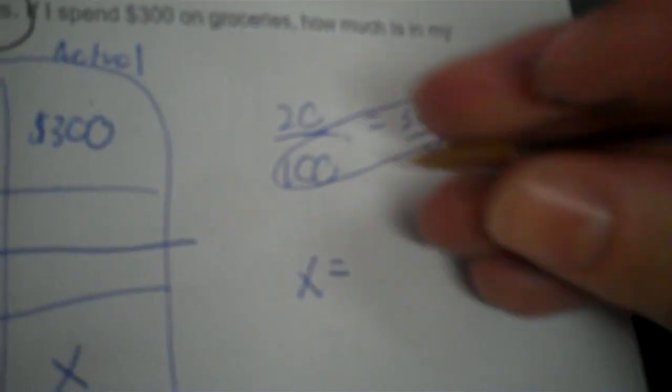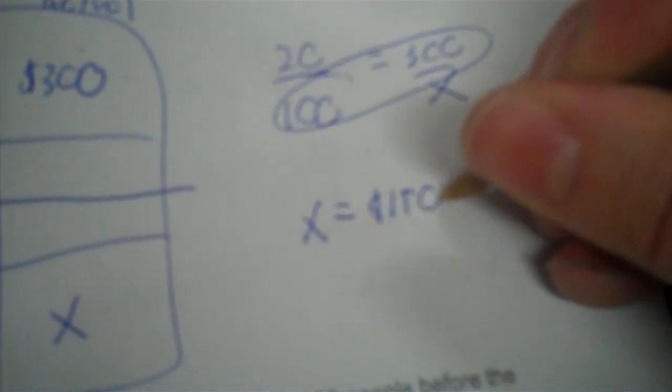So I cross multiply and divide. So 100 times 300 divided by 20, and I got $1,500. Okay, now the next one.